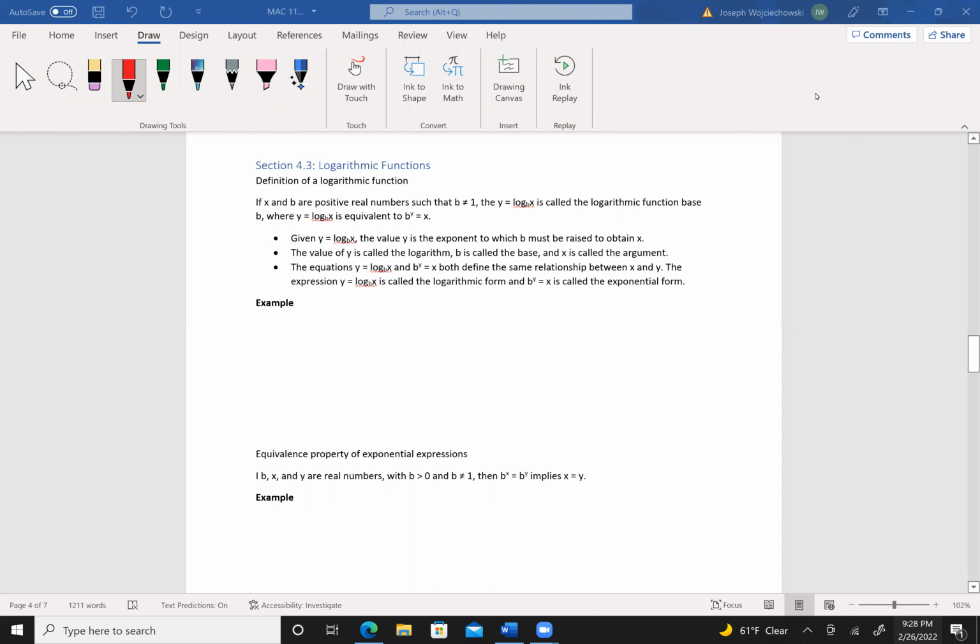Now let's look at this. So I have log base 3 of 9 equals 2, and it wants us to write each equation in exponential form. Well, this is simply equivalent to 3 to the second equals 9. Okay, how about the log base 6 of 1 equals 0? Well, this is equivalent to 6 to the 0 power equals 1.